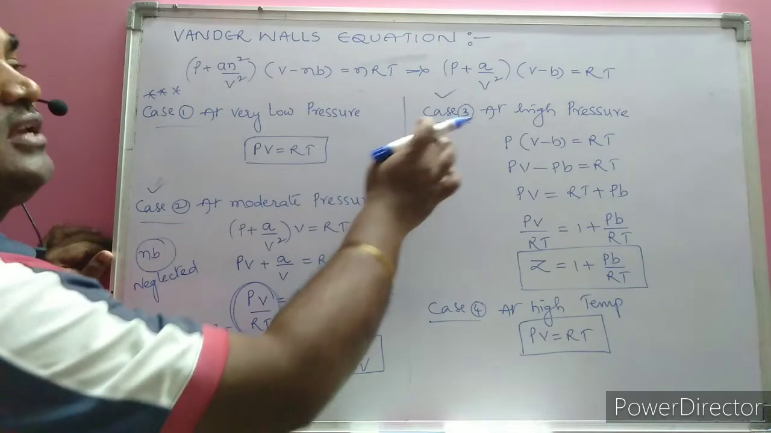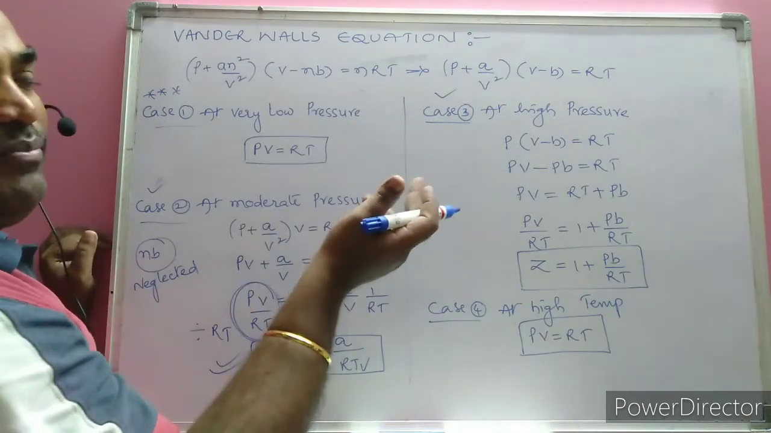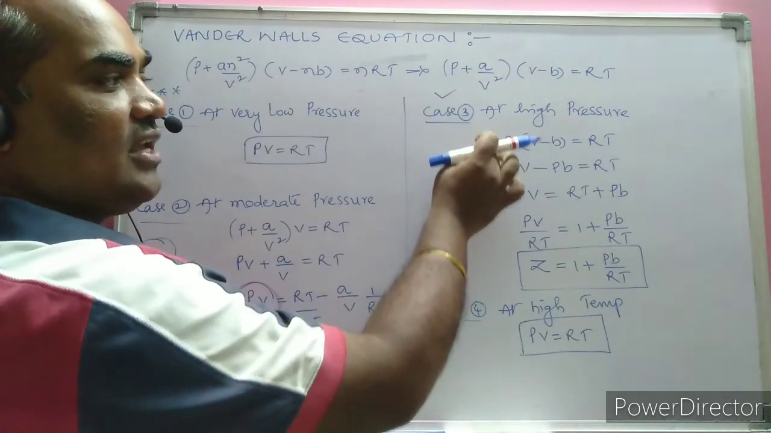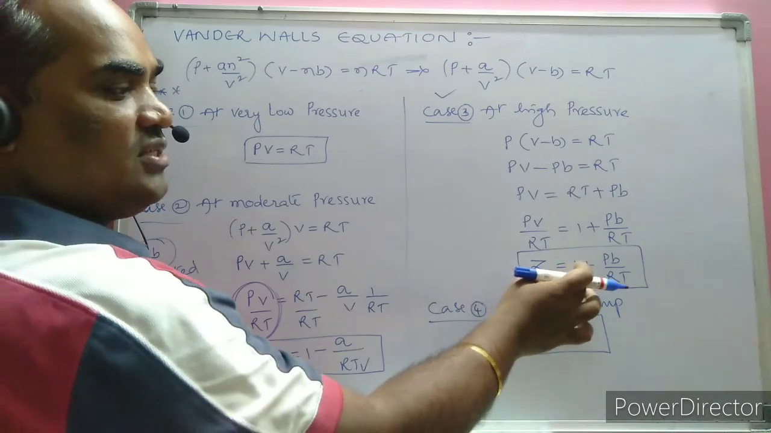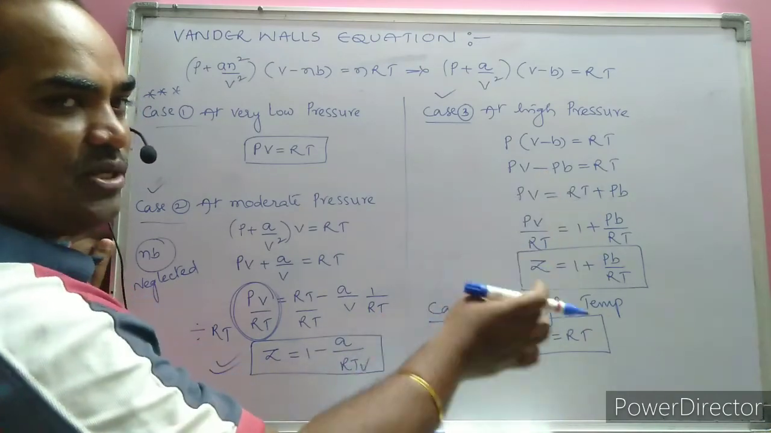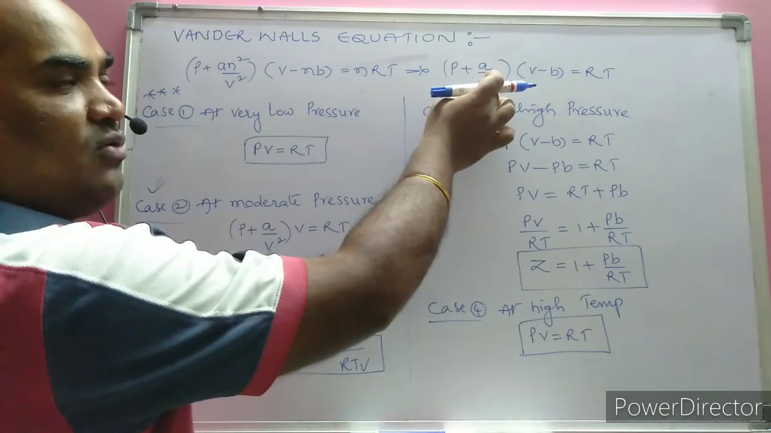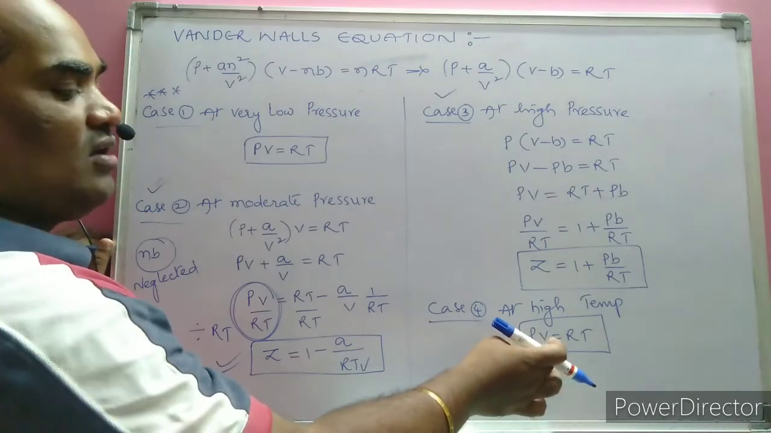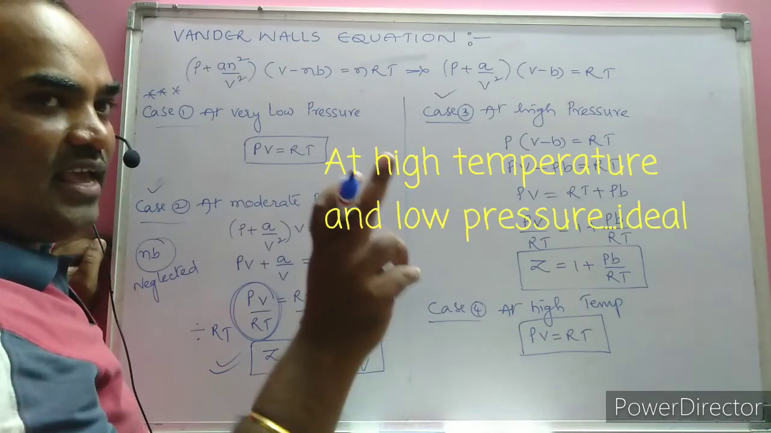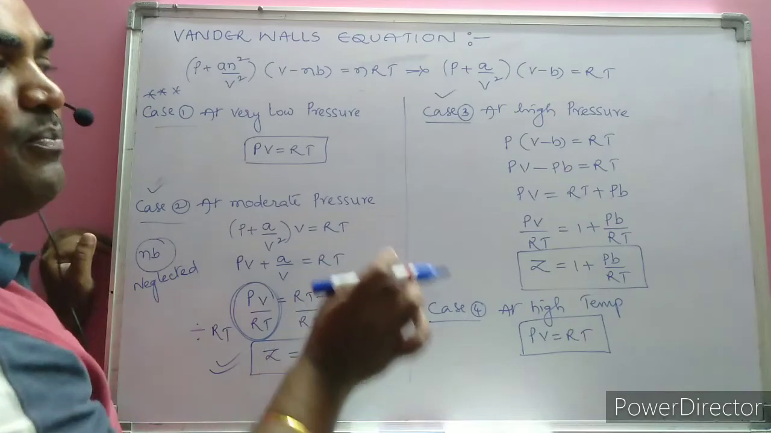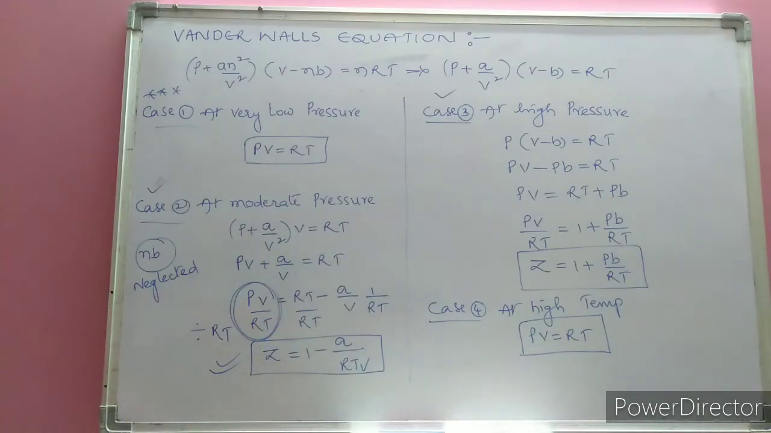Very important one. Case 3, at high pressure, the volume will be very low. Hence in such cases a by V square can be neglected, and the compressibility factor Z is equal to 1 plus Pb by RT. And case 4, at high temperature, a small quantity is added and a small quantity is subtracted, which doesn't matter, hence PV is equal to RT. Nothing but an ideal gas behaves like a van der Waals gas only at very low pressure and high temperature conditions; there the expression is equal to the ideal gas equation.